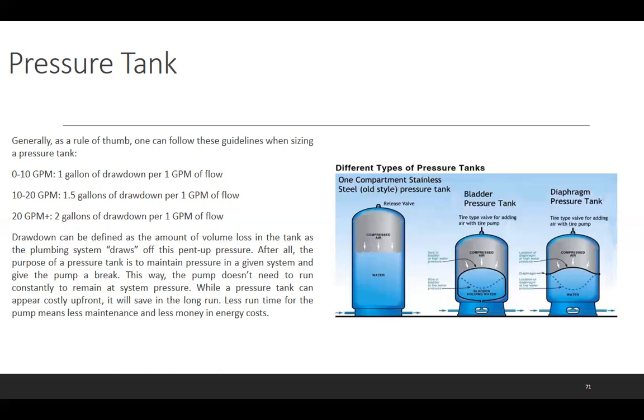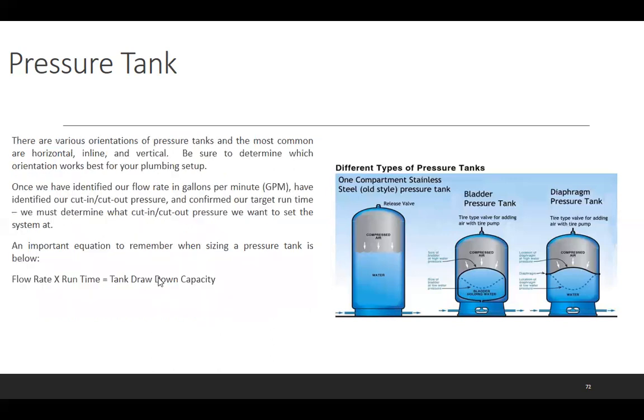Okay? Take note, 1 gallon of drawdown per 1 GPM of flow is 1 minute. 1.5 gallons of drawdown per 1 GPM is 1.5 minutes. 2 gallons of drawdown per 1 GPM is 2 minutes. Diba? So these are various orientations of pressure tank, and the most common are horizontal inline and vertical. Be sure to determine which orientation works best for your pumping setup.